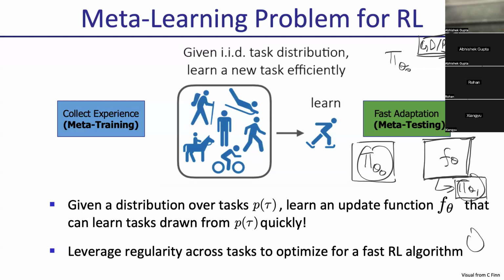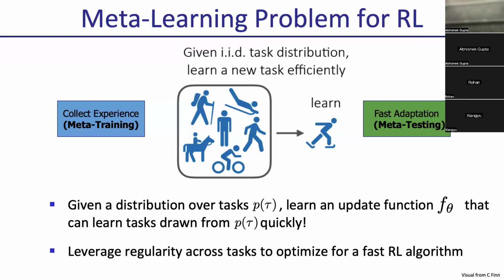It's the same thing, but you've learned this F theta. How do you learn this F theta? You learn it through an outer loop. That's the meta aspect. The point is the result is a learning procedure. Normally in multitask RL, your result is pi theta star, and in meta RL it is F theta.